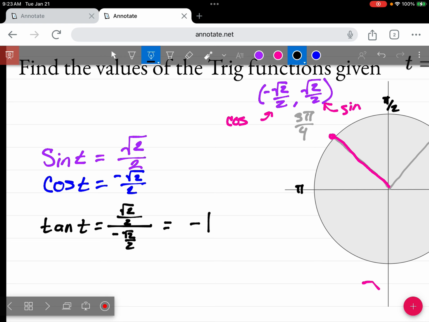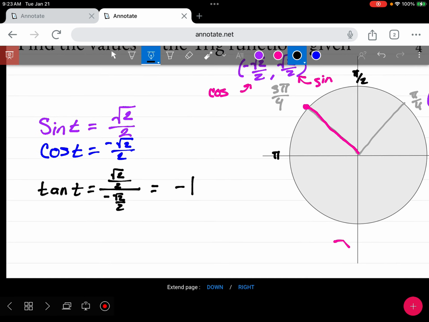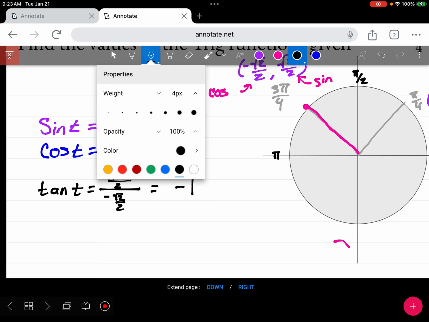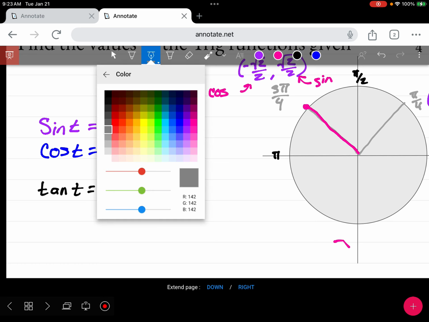You could also do that as a keep, change, flip situation. We could have our over 2's cancel out. We get square root of 2 over negative square root of 2. That would also work and get the point across that way. But we find all 3 of those pieces, and we can then use those pieces to find our reciprocal pieces.